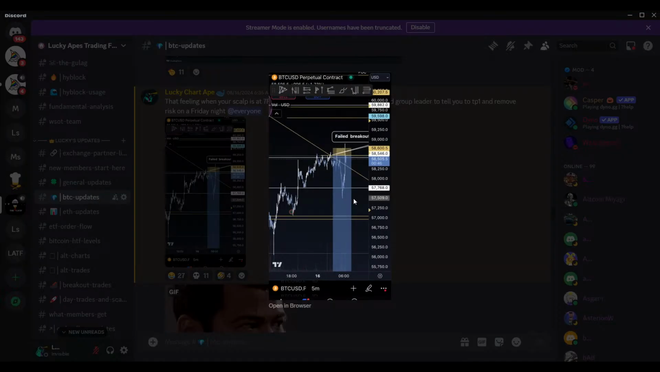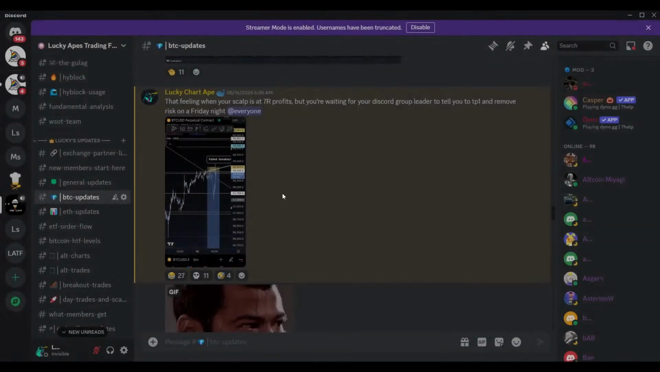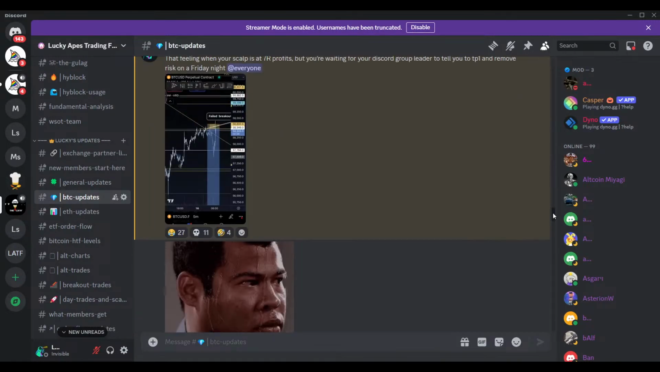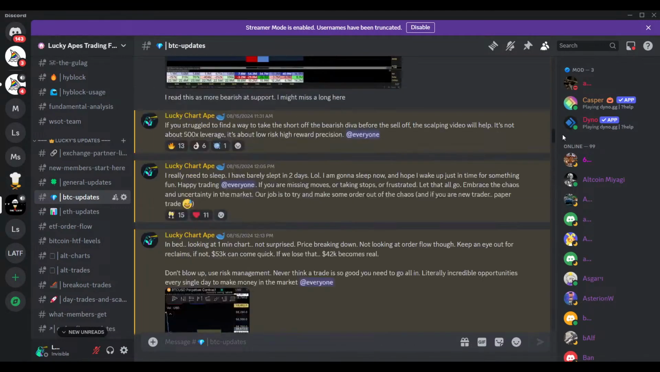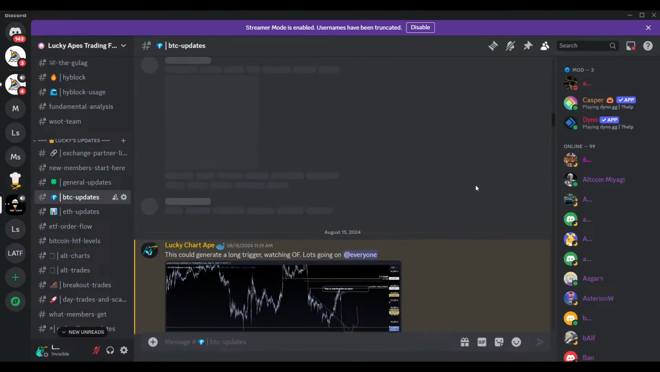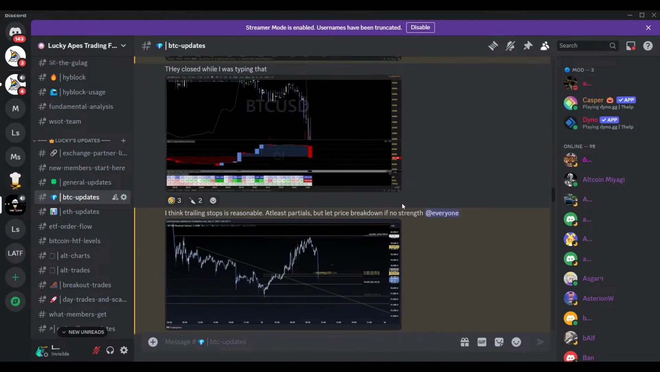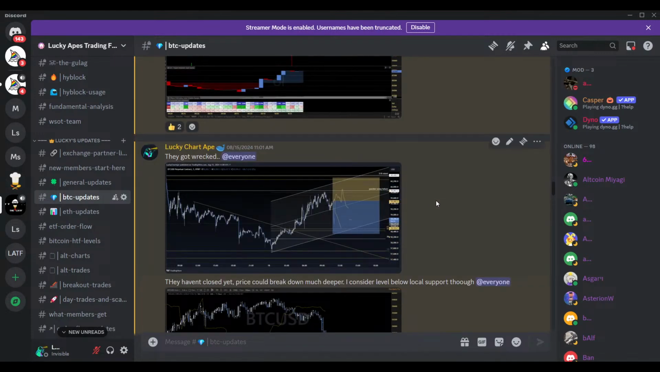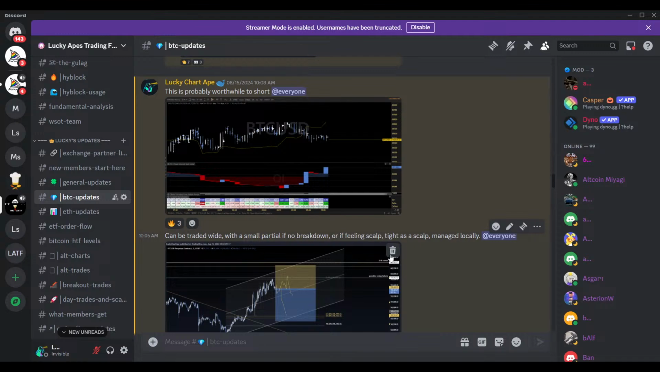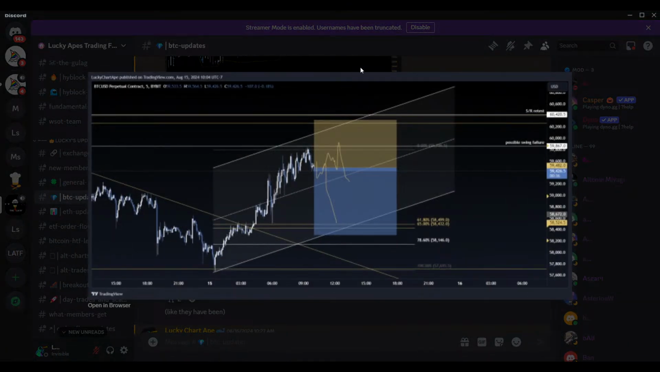We came down, swept this low. We had a really nice rejection, flushed a ton of those aggressive longs. I just gave the update from my mobile because I was out, and then came back up to retest the highs. But anyway, so I'm giving constant live market updates, explaining what I'm doing and why and what I'm looking at. And so, for example, the short before that, same thing, right?